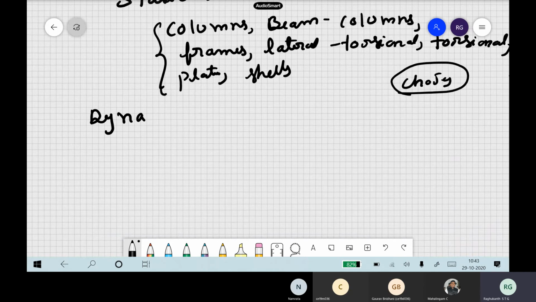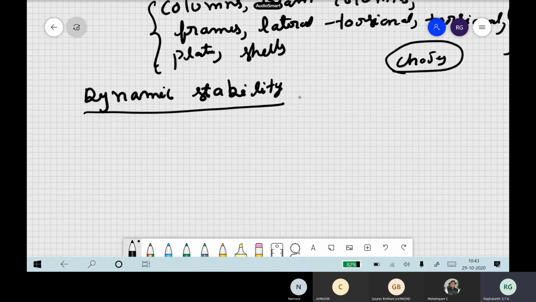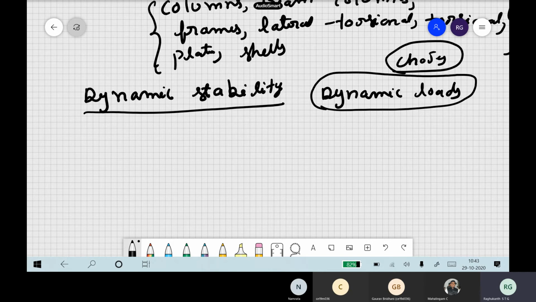The next topic, the last topic in this course, is dynamic stability. This we will discuss in brief. When there are dynamic loads, what happens to our stability? This is a very important thing. When there is a dynamic load system, whatever theory you have studied is fine, or you have to modify some of the terms. What happens in the dynamics theory? Can anybody tell me, when the load is dynamic, what happens?